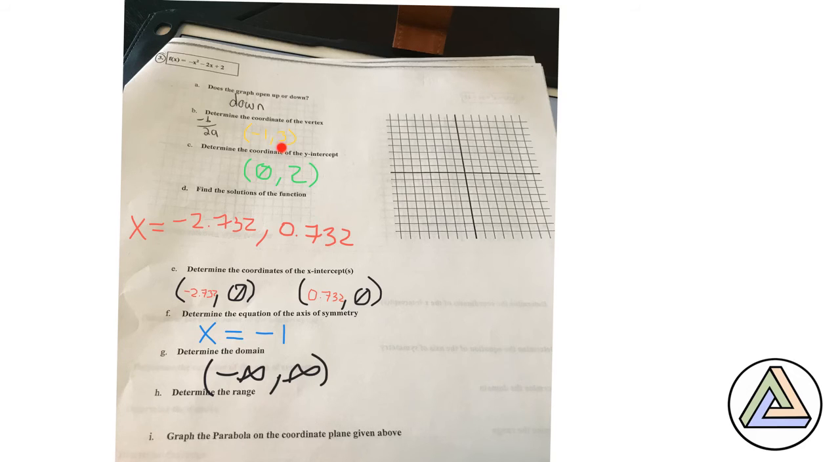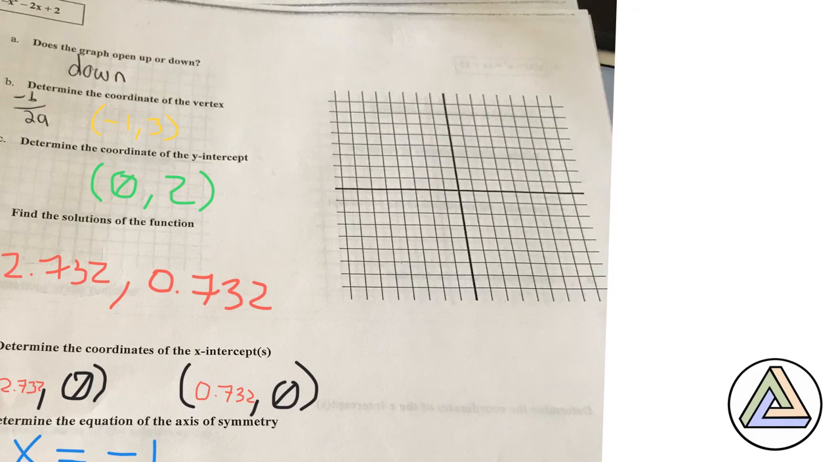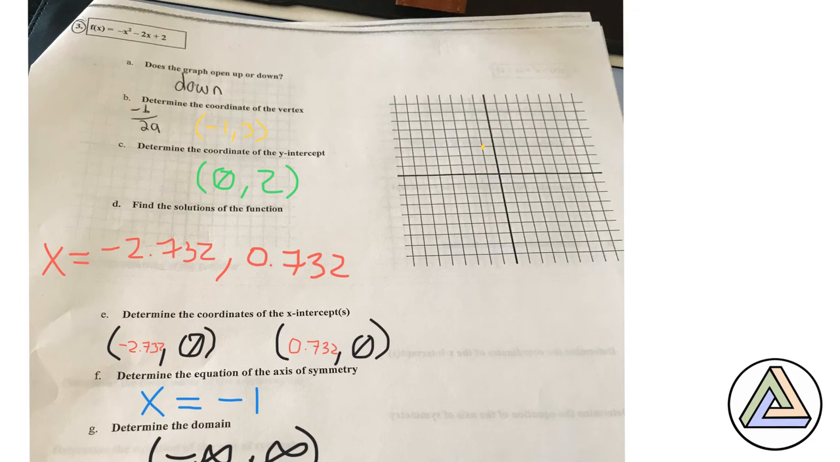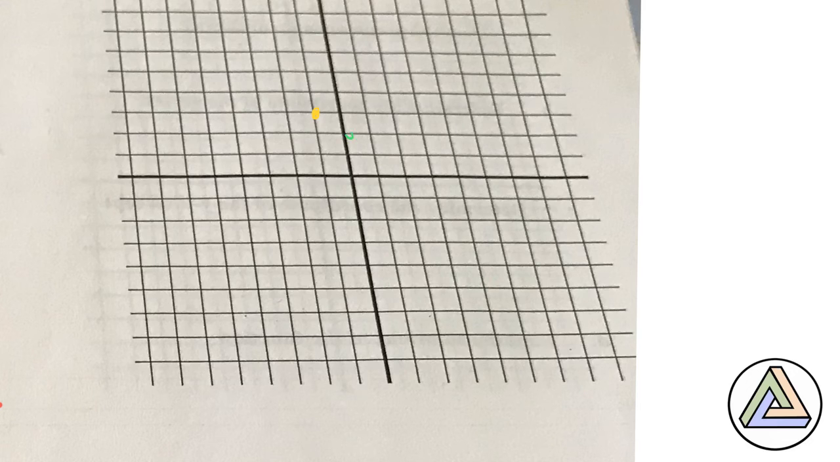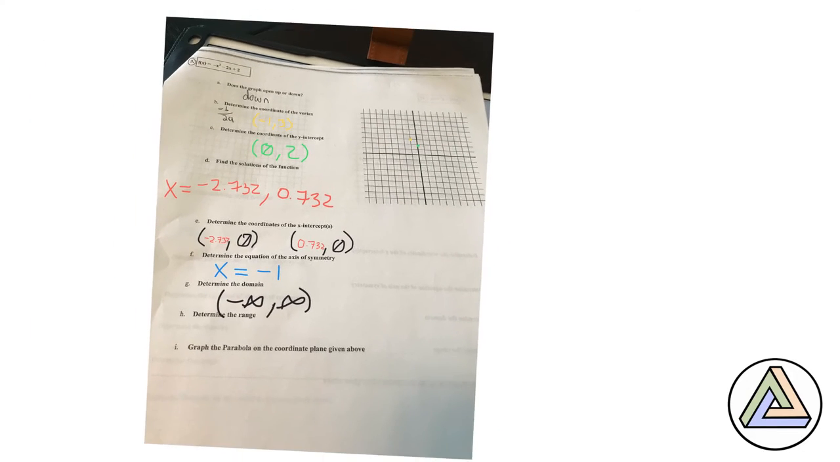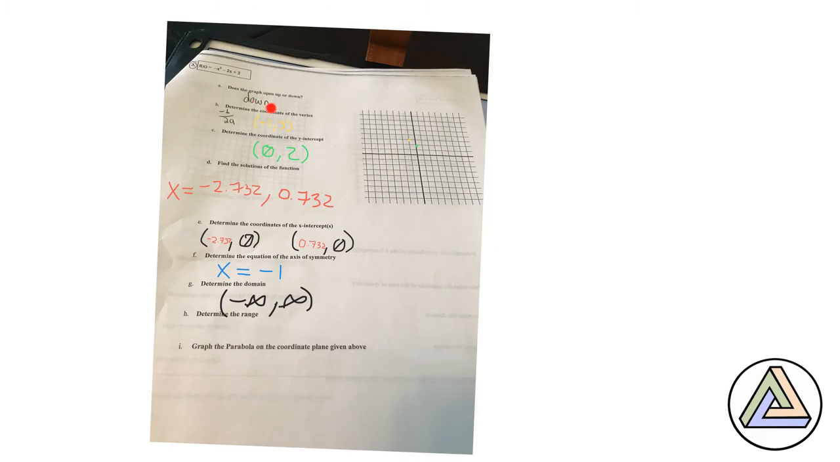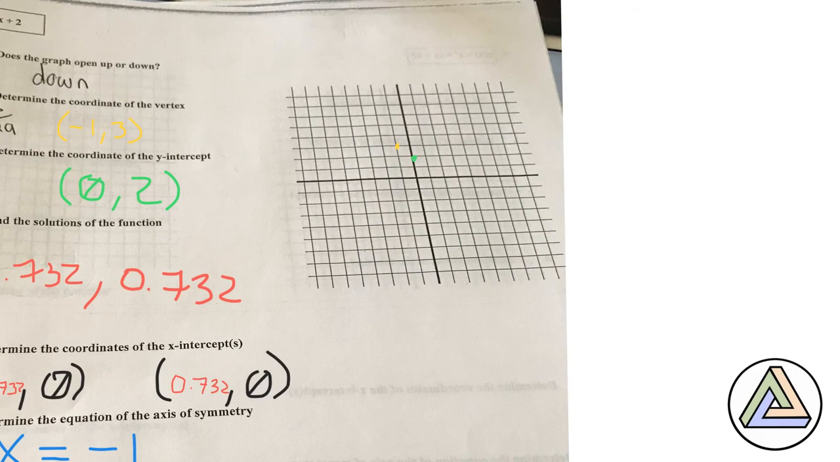So the coordinates of the vertex, let's start there. That is -1, 3, and -1, 3 would be right here. So we got that under our belt, which is fantastic. Let's see, determine the coordinate of the y-intercept. So that's 0, 2. So that will definitely be right here, which makes sense because we know that we want this parabola to be pointing down because of the first question. So that already shows that if the vertex is right here, it's going to be going down from there. All right, moving on.